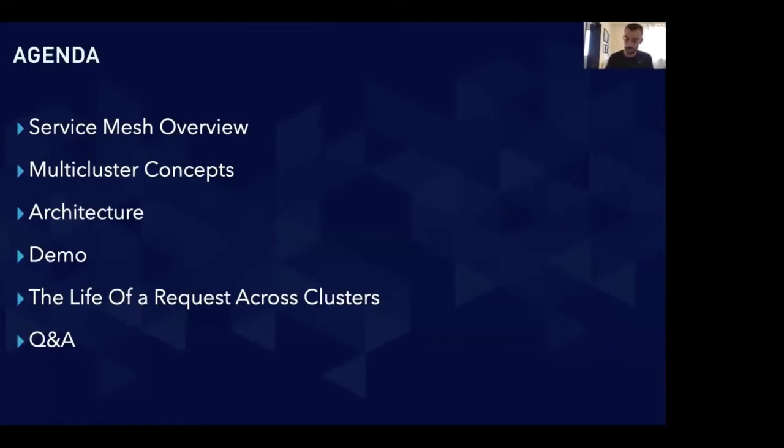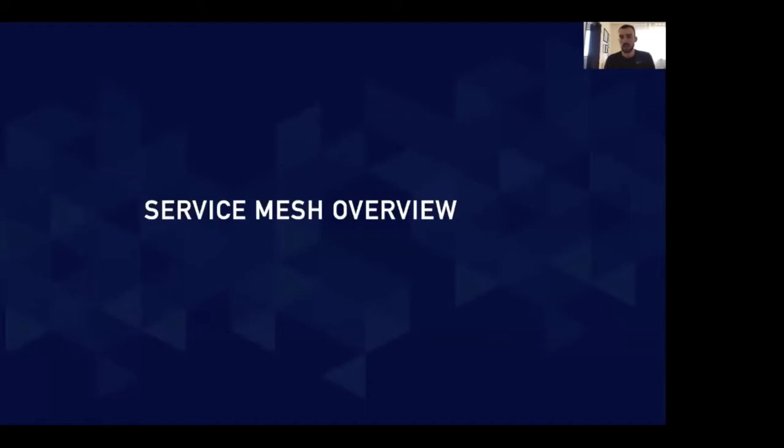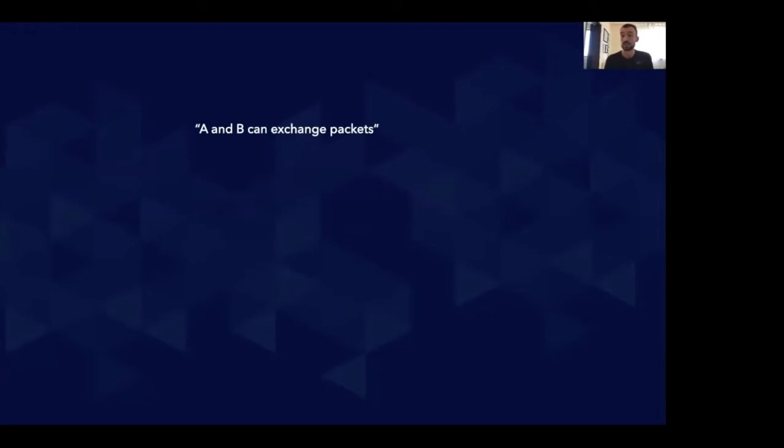So let's get started. A lot has been said about service meshes, and in fact, I think the best way to describe it is through a quote that I read recently on our blog. Naively, you might think that when you have a distributed system, the most important thing is that A and B can exchange packets. And that's true, it is important. However, as your system grows and becomes more complex, you need to be able to provide more guarantees.